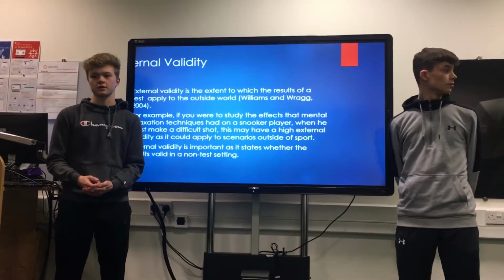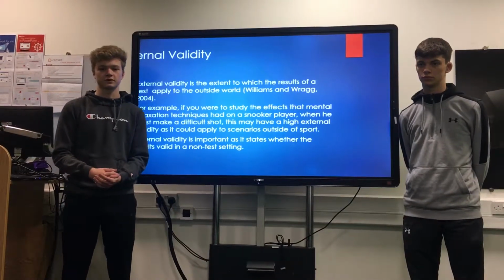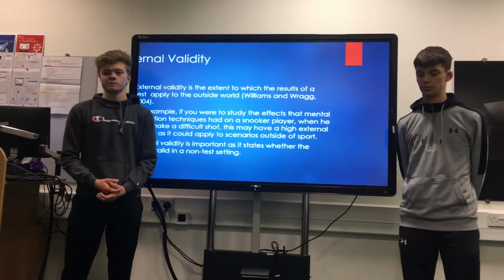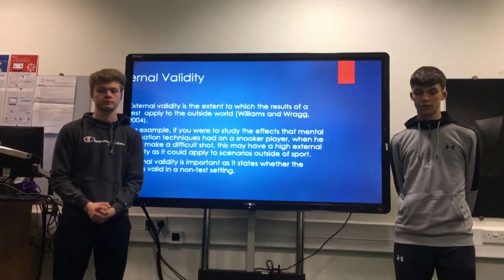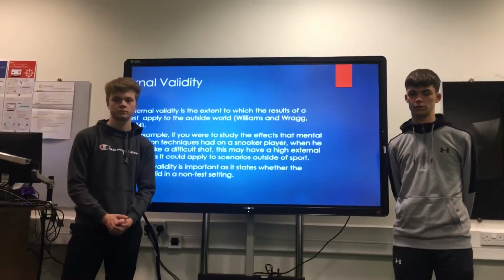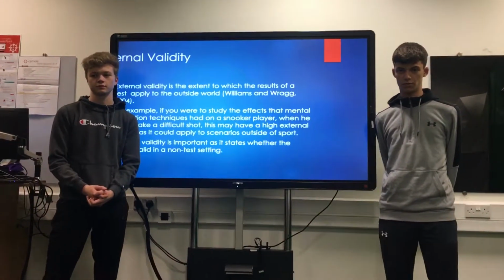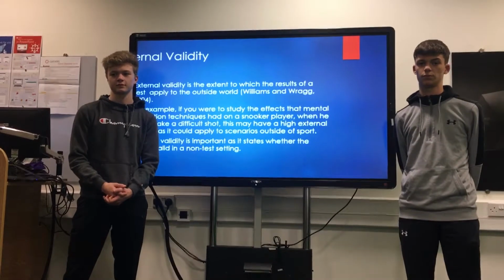External validity is defined by Williams and Ragg as the extent to which results of a test apply to the outside world. An example of external validity in sport would be mental relaxation in a snooker player. For example, when they're going to take a difficult shot that puts a lot of pressure on them, relaxation techniques can keep them from looking at the outside world and what's going on around them, so they can focus on their job and what they need to do.